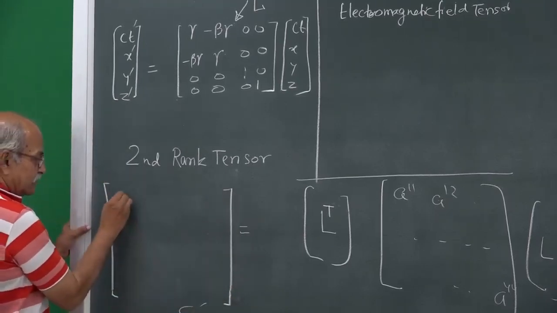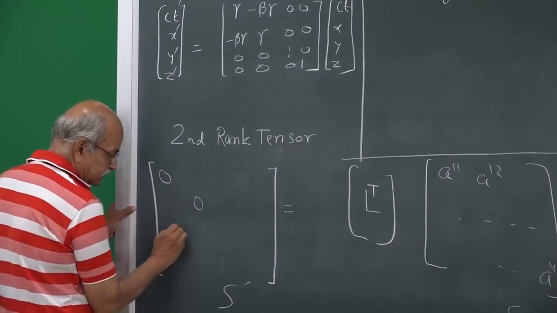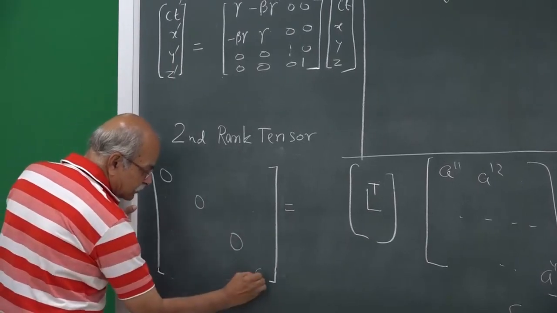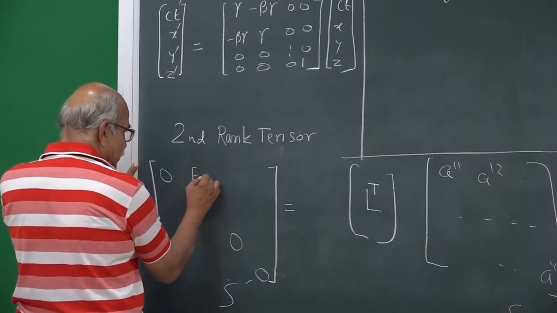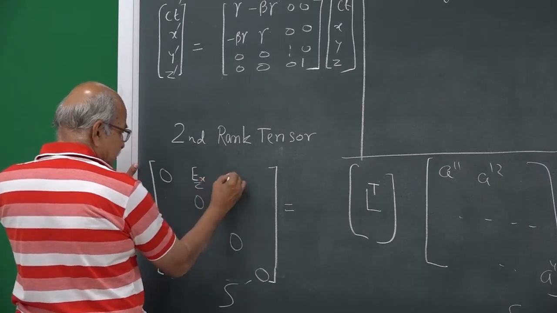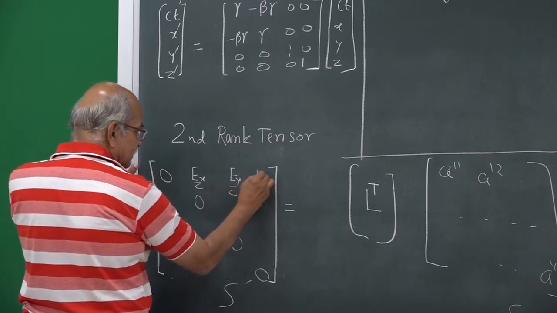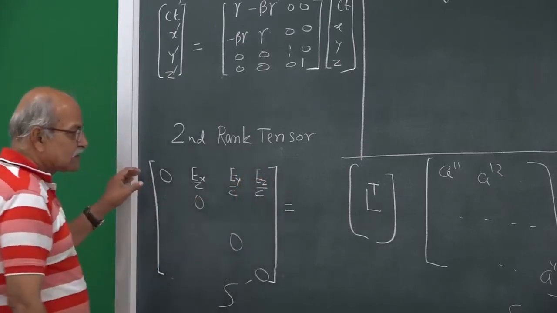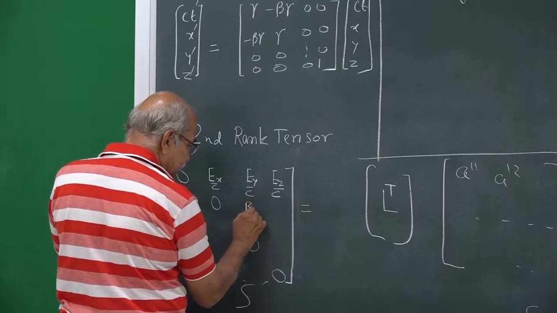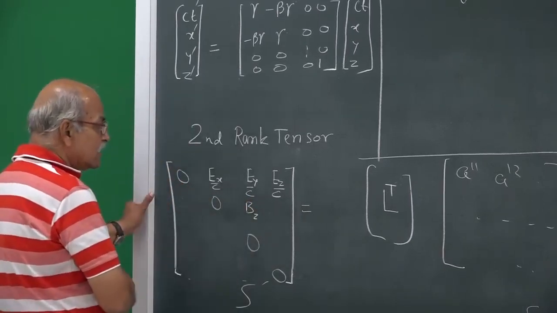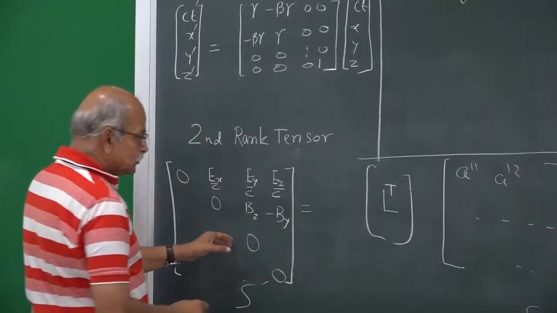All the diagonal elements of this are 0. So, 0 here, then 0 here, then 0 here and 0 here. And then you write Ex by C here. This component is Ex divided by C. This component is Ey divided by C. This component is Ez divided by C. So, the first row is complete. In the second row, you have Bz here, z component of magnetic field, and you have minus By here. In the third row you have Bx here.